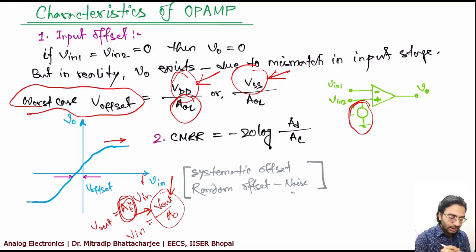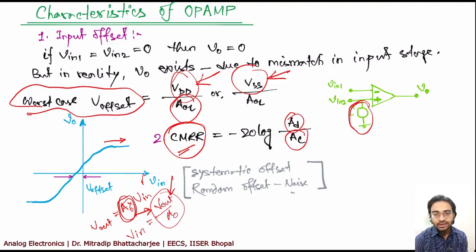The second important thing for OPAMP is CMRR, common mode rejection ratio. In this case, the common mode rejection ratio is defined as minus 2 log differential gain by common mode gain. Now why does this common mode gain come? Again, we have seen previously, if your current source is not ideal, you'll get some sort of common mode gain. If there is mismatch present, you'll get common mode gain. So here also you get CMRR, common mode rejection ratio.